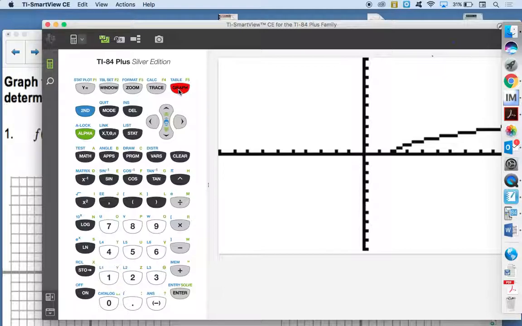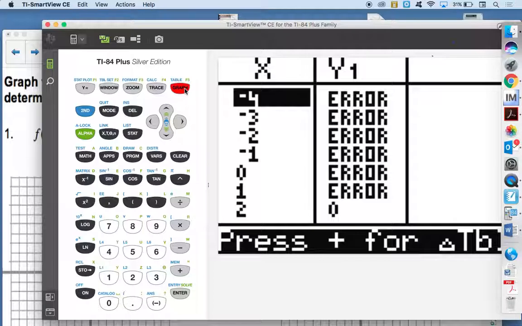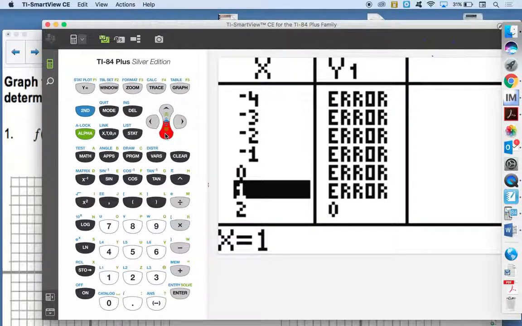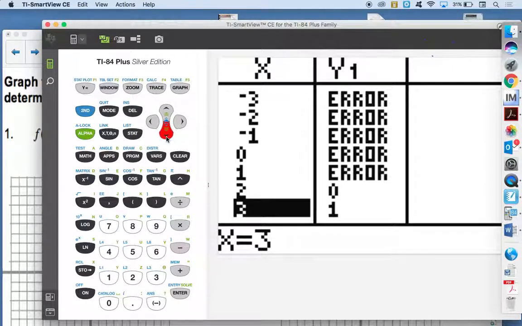Alright, so we're going to graph this. If you go to your table of values, that's just second graph. Why would there be all those errors? Kate, why would there be errors? You can't have the square root of negative numbers. That's why it says error.